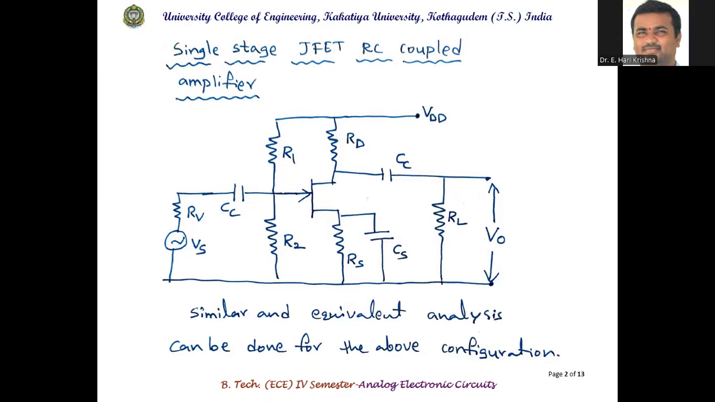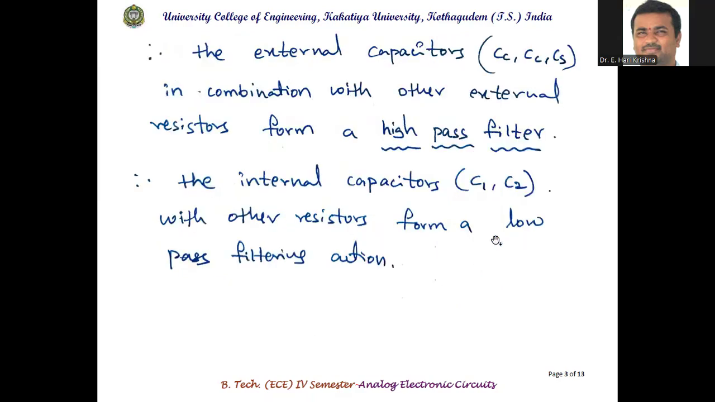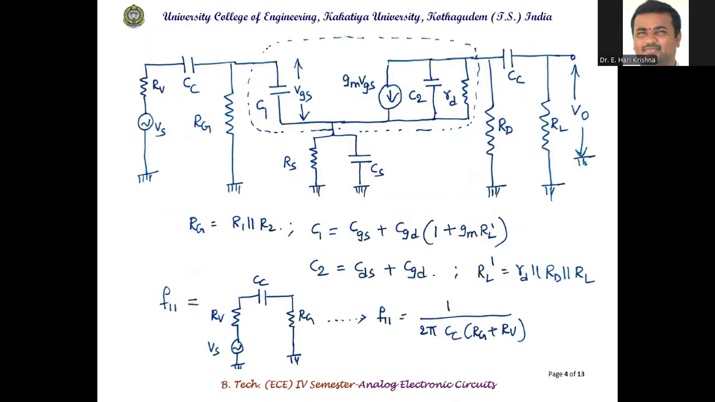We have seen in week 1 the high frequency equivalent model of FET. The simplified model will be replaced in the place of FET in the equivalent circuit. Similar thing: external capacitors in combination with external resistors form a high pass filter. The internal capacitors with other resistors form a low pass filtering action. Similar analysis. So this diagram we have seen in the week 1 session. This is the equivalent of FET configuration.